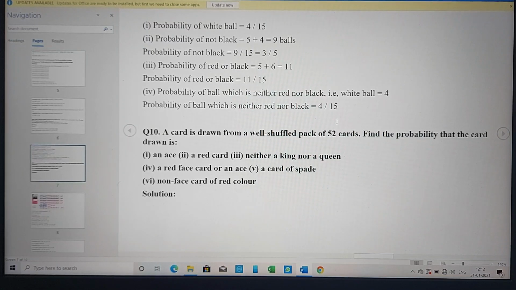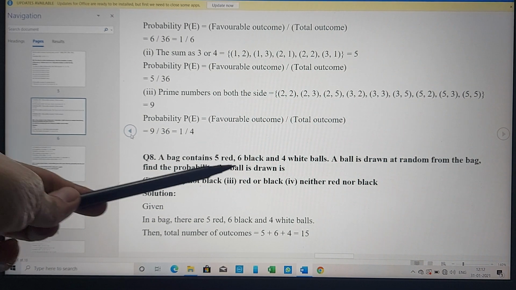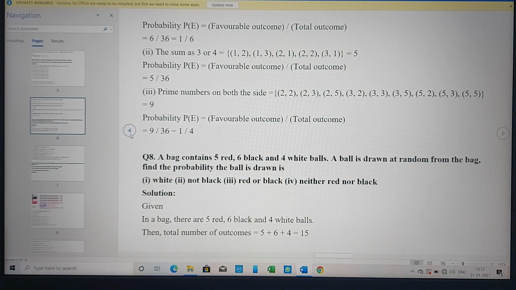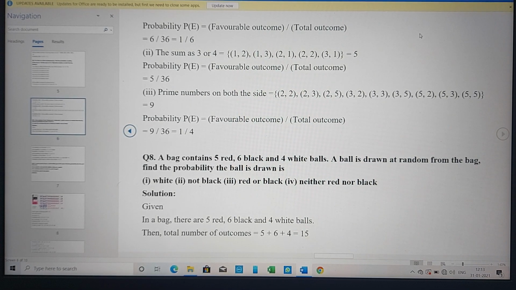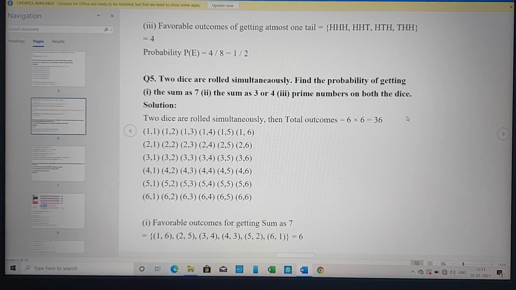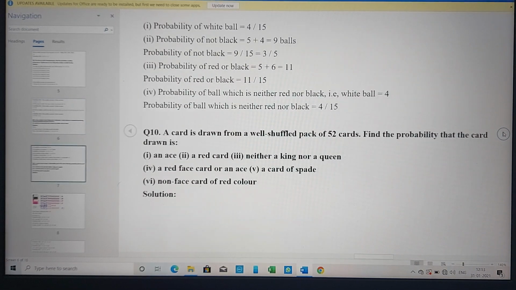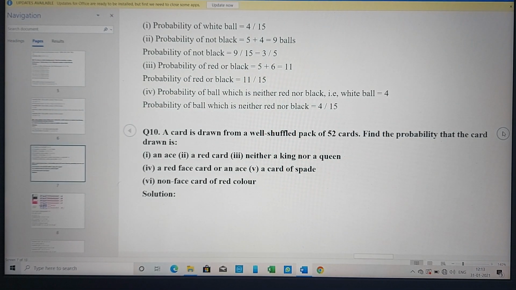Second part. Probability of getting not a black ball. Not black means we have to accept red and white. So 5 plus 4, that means 9. Favorable becomes 9 and total becomes 15. So 9 upon 15. Are you getting it? You can see here 9 upon 15. We'll cancel. We'll get 3 upon 5.